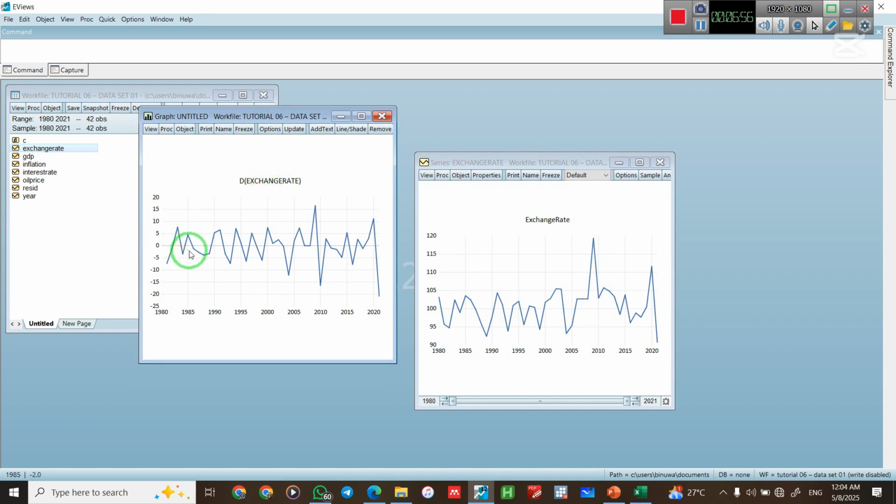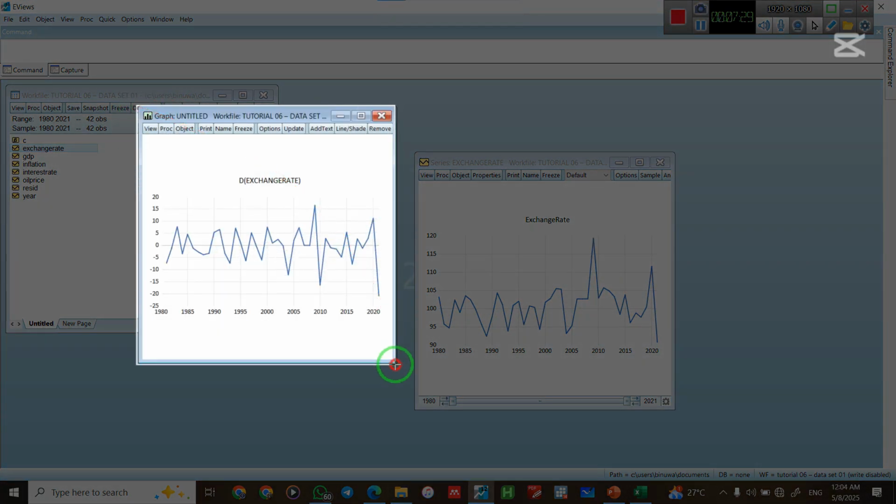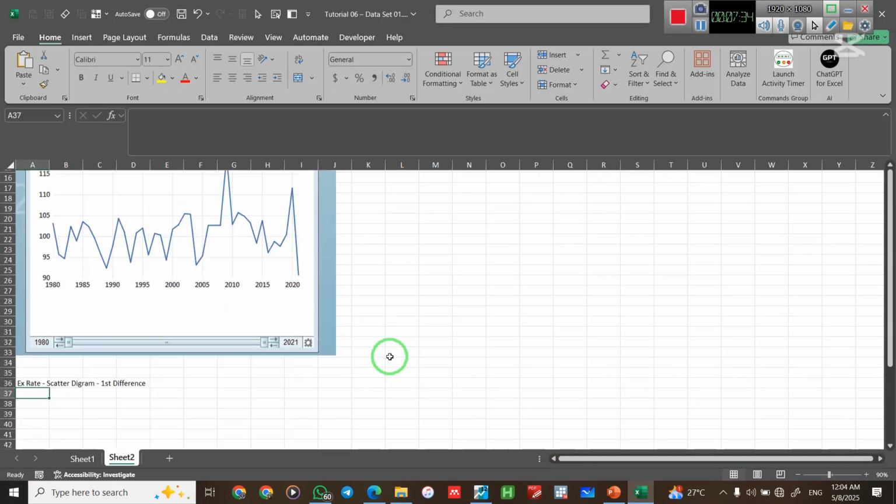So you will get the scatter diagram for the first difference of the exchange rate. Here you can see that the mean is around 0, right? And the variance is constant, but there are some huge changes, but most of the time the variance is constant. So if we want, we can assume that the mean and the variance are constant at the first difference, right? So I will take a screenshot of this and put it in my Excel.